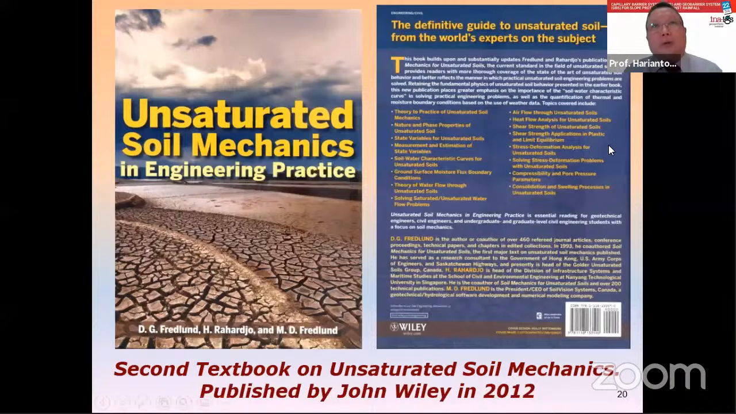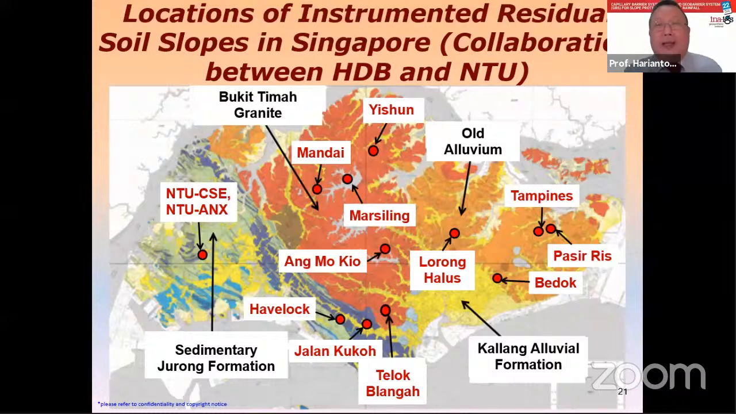And this is our second book, in terms of the applications of unsaturated soils to flow problems and slope problems, and other geotechnical problems. So as a result of these collaborations with HDB, we set up several sites for full instrumentation, where we measure the pore water pressure changes, the amount of rainfall, the infiltration, the amount of runoff. All this is in order to understand the slope behavior under rainfall, particularly in the different parts of Singapore, where you could have quite a wide variation in terms of the soil properties and also rainfall distributions.